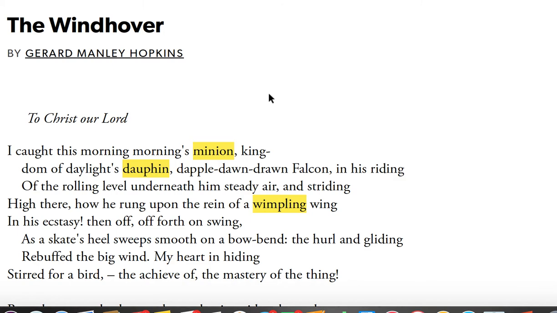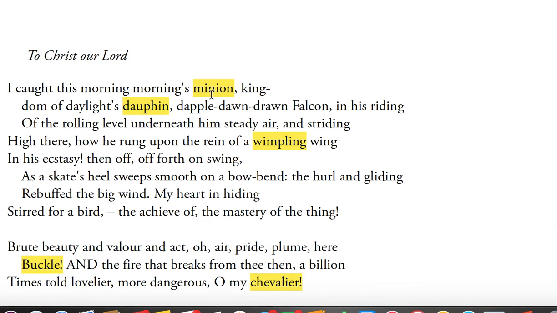He gave it up and left for the priesthood, and his poetry was not published until 30 years later by a friend of his. So this one I think is really interesting because you have some clear alliteration happening here. He says, "I caught this morning's minion." So again, we have alliteration immediately with M. Morning minion, kingdom of daylight's Dauphin.